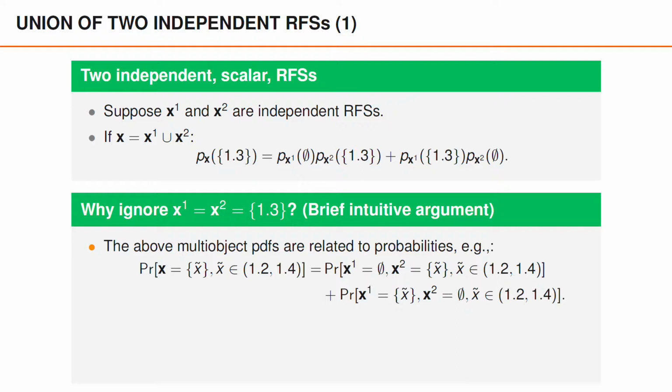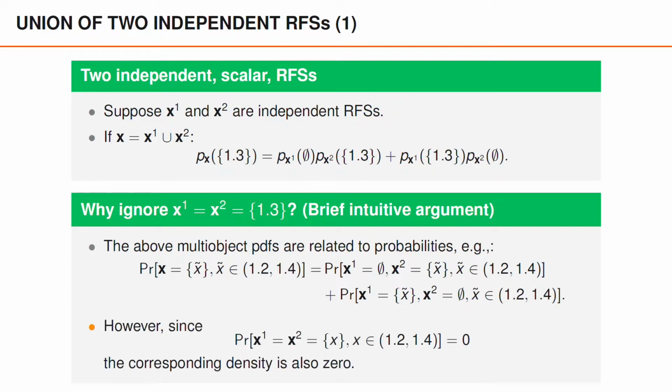So what about this third term that we have excluded? Well, if we were to include a third term, where both x1 and x2 are the same and contain the element 1.3, I would argue that that term should be related to the probability of the event that both sets are equal to a set that contains an element x tilde, where x tilde is in the interval between 1.2 and 1.4. However, the probability that both sets contain the same element x tilde is 0, under the assumption that elements in the sets are continuous valued random variables, and the corresponding density can therefore be ignored, since it must be 0. Admittedly, this argument is vague, and I understand if you find it difficult to grasp. A better argument for the above result is that there are solid mathematical proofs of these relations, but unfortunately it is beyond our scope to include them here.